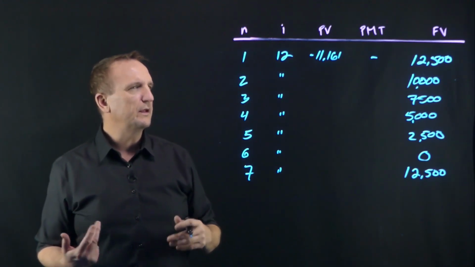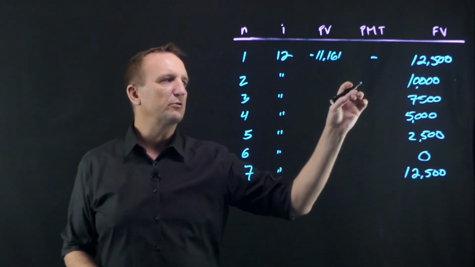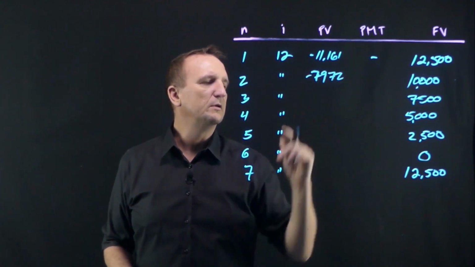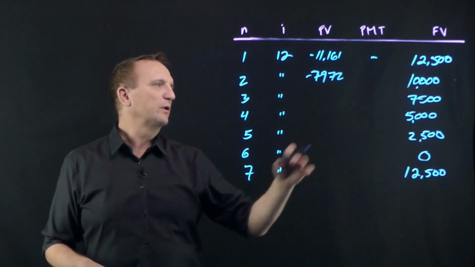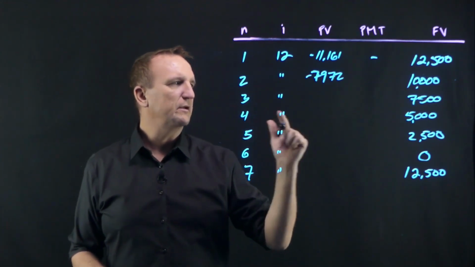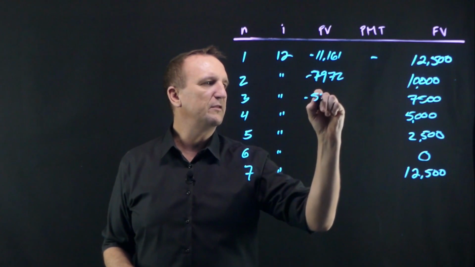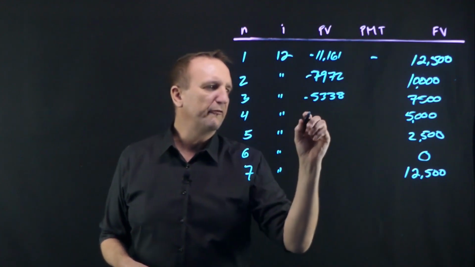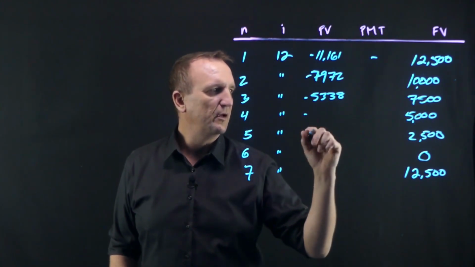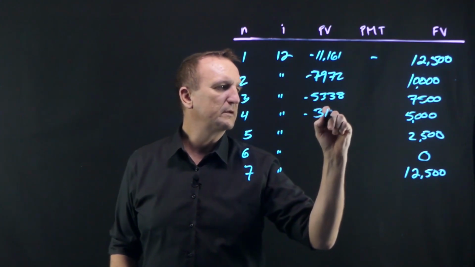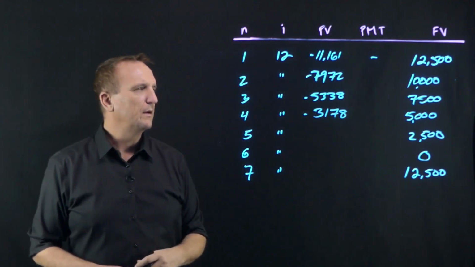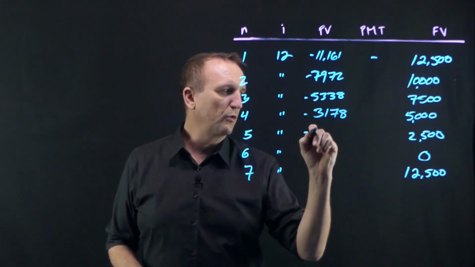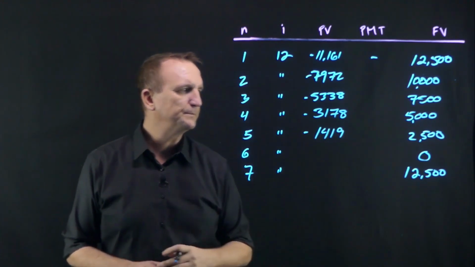So in the case of making $10,000 after 2 years, that would be worth $79.72 to us today. If we were going to get $7,500 after 3 years at a 12% return, that would be worth $53.38 to us today. And then a 4-year deal that pays us $5,000 at the end would be worth $31.78 today. And $2,500 5 years from now would be worth $14.19.